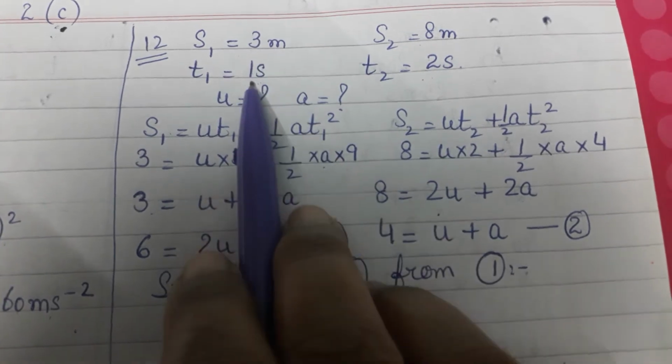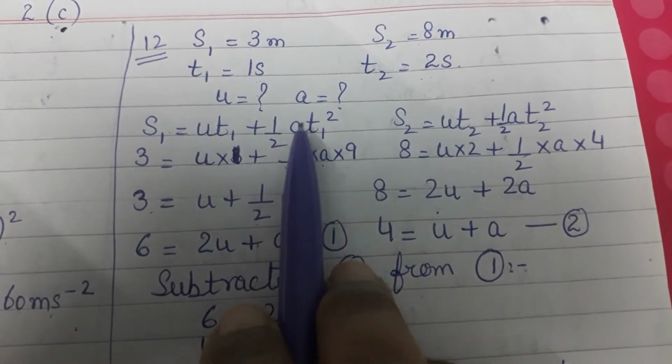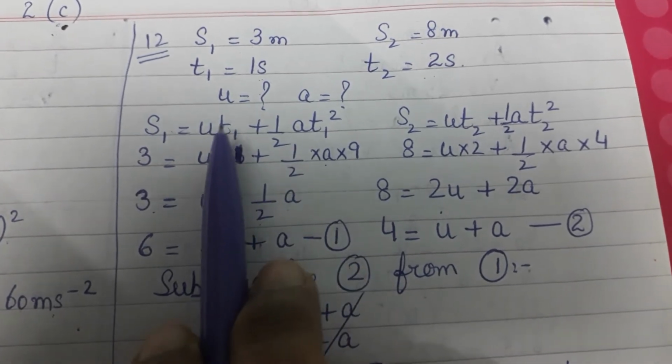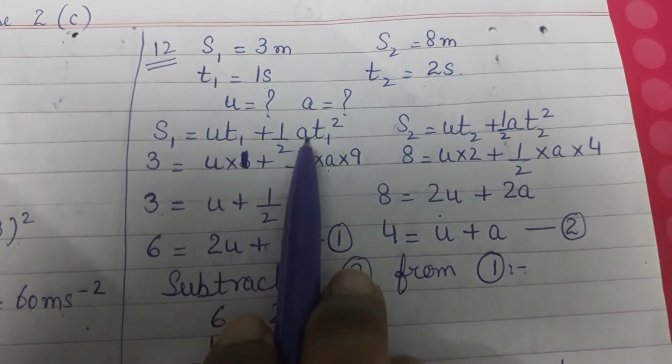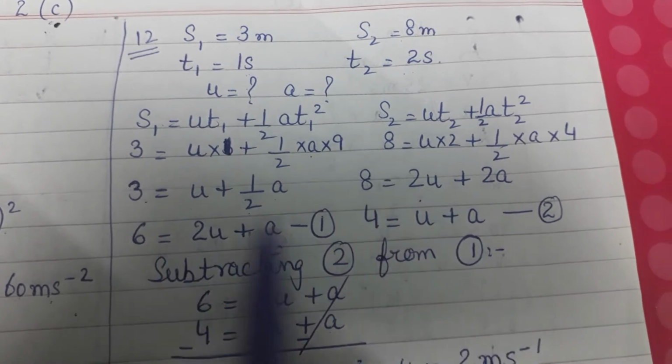Children, we only have two variables. Even if we use s is equal to ut plus half at square, we don't know the value of a, we don't know the value of u. So therefore, two variables are unknown to us. So we'll just prepare an equation out of the two, right?